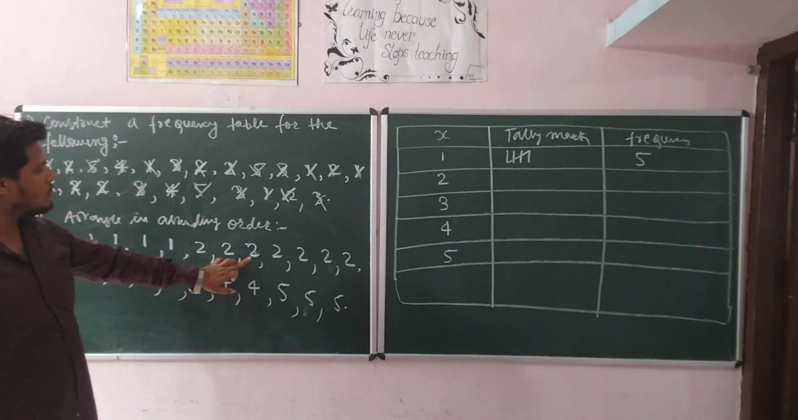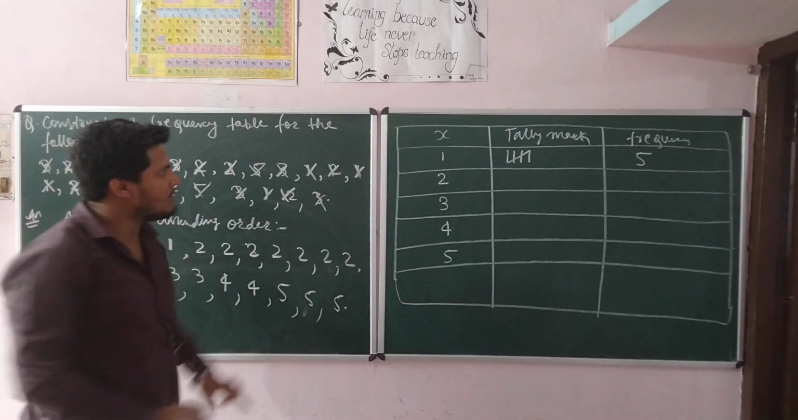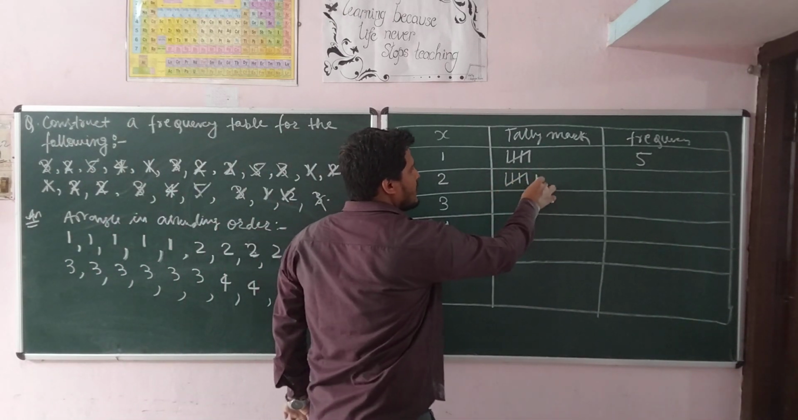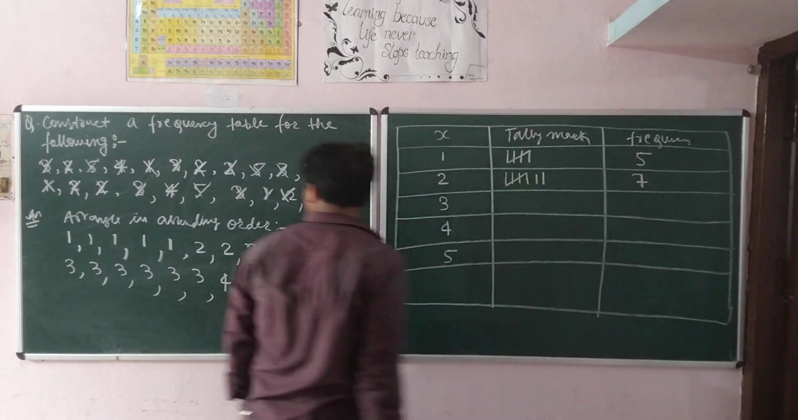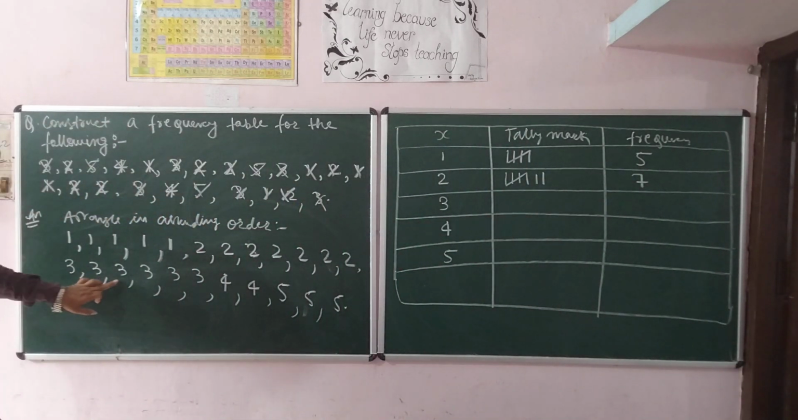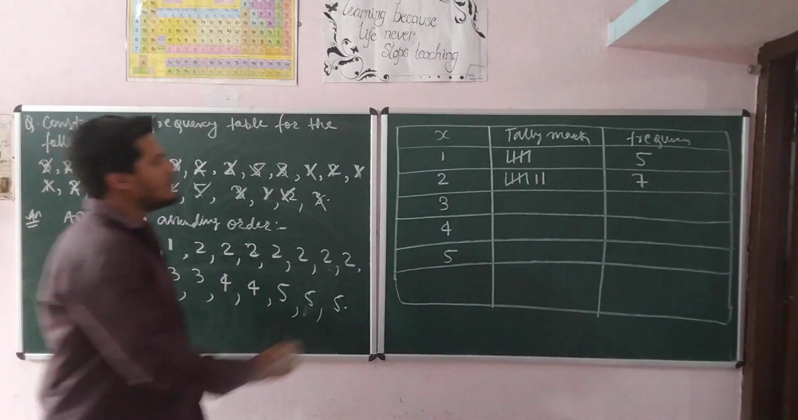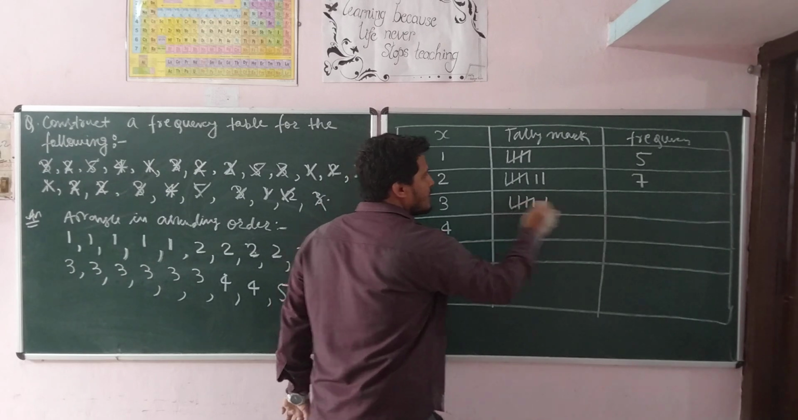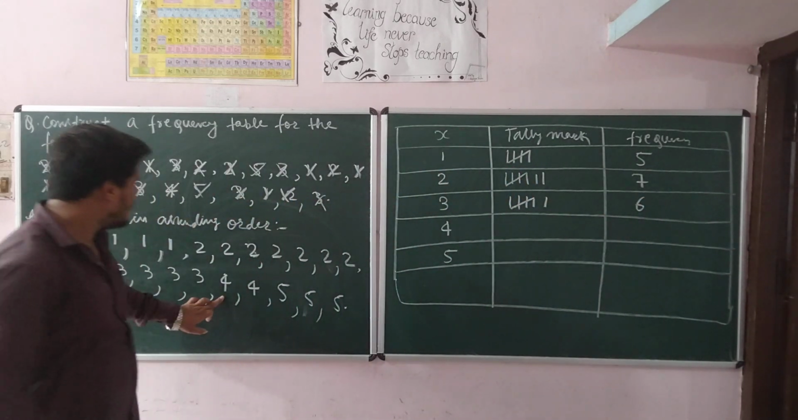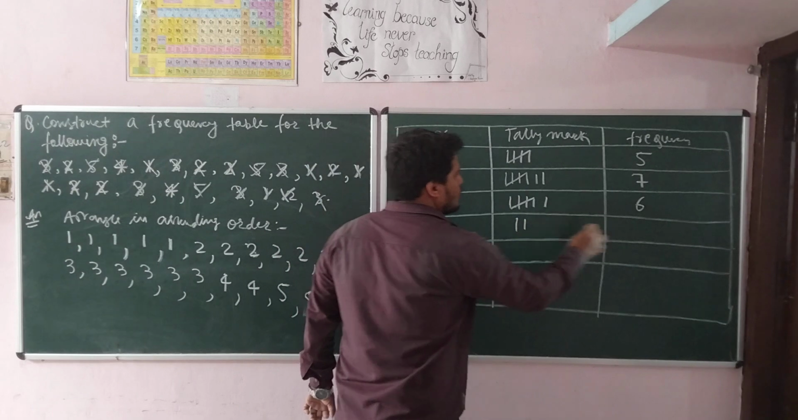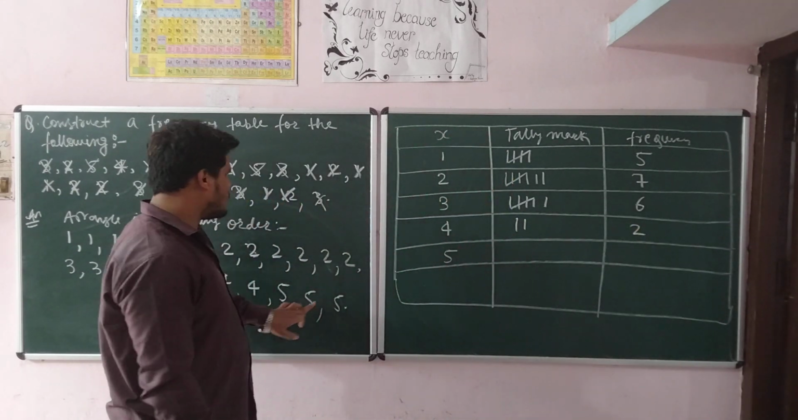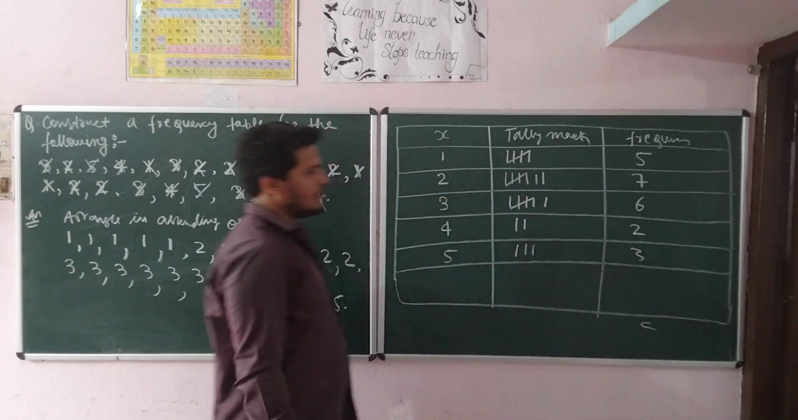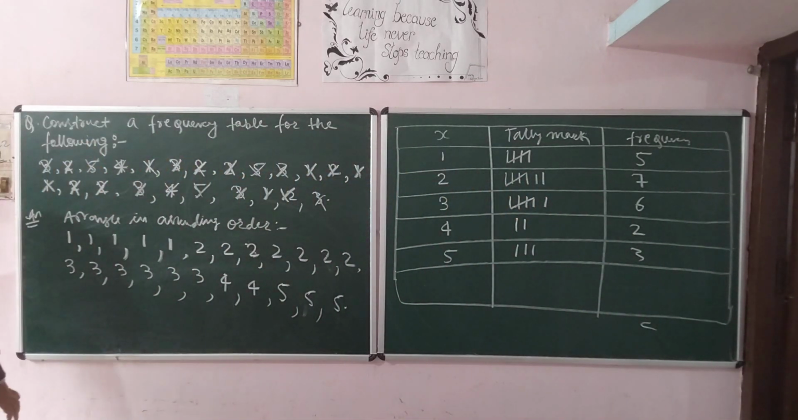The next one is 2: 1, 2, 3, 4, 5, 6, and 7. Third one, 3: 1, 2, 3, 4, 5, and 6. Now next one, 4: 1 and 2. Last one, 5: 1, 2, 3. That is okay. That is the frequency table for the following.